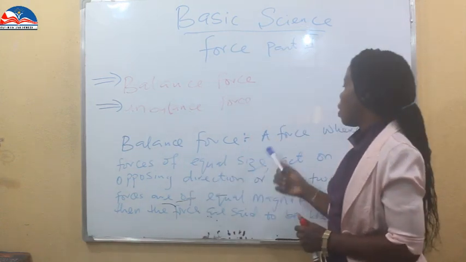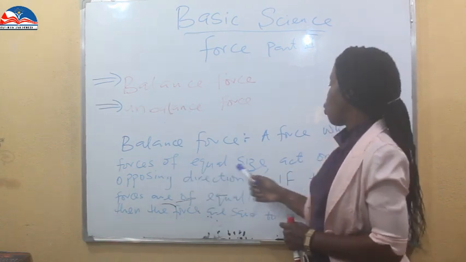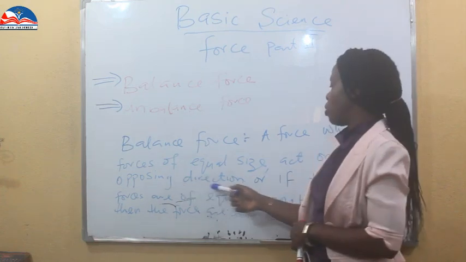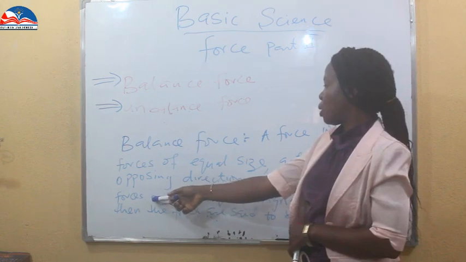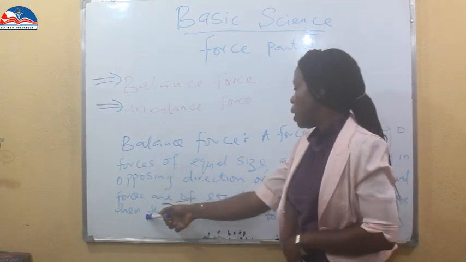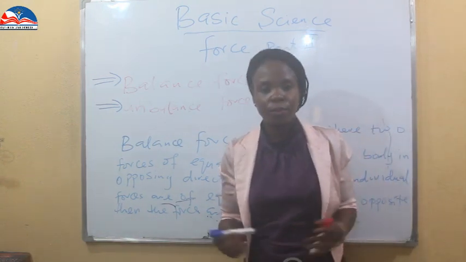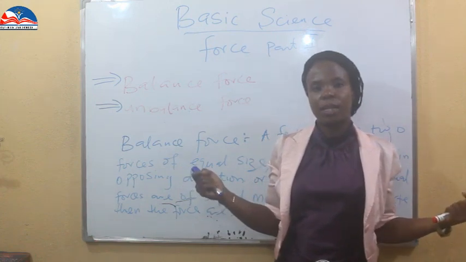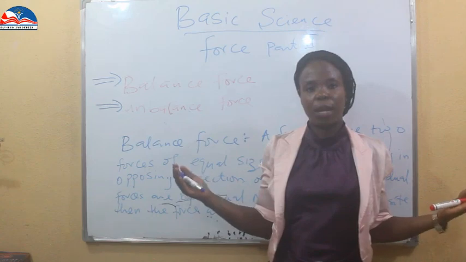Balanced force is a force whereby two forces of equal size act on a body in opposite direction. If two individual forces are of equal magnitude and opposite, then the forces are said to be balanced. If two objects are of equal size, the force is said to be balanced.